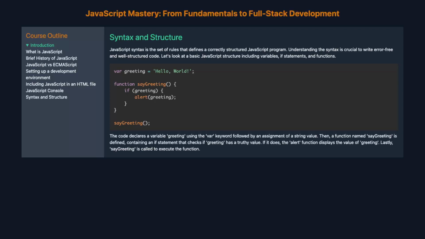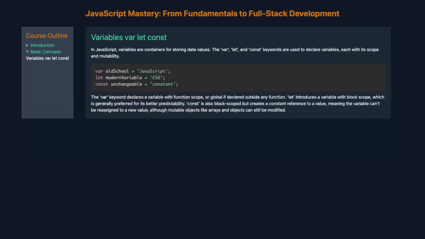The code declares a variable greeting using the var keyword followed by an assignment of a string value. Then, a function named sayGreeting is defined, containing an if statement that checks if greeting has a truthy value. If it does, the alert function displays the value of greeting. Lastly, sayGreeting is called to execute the function.